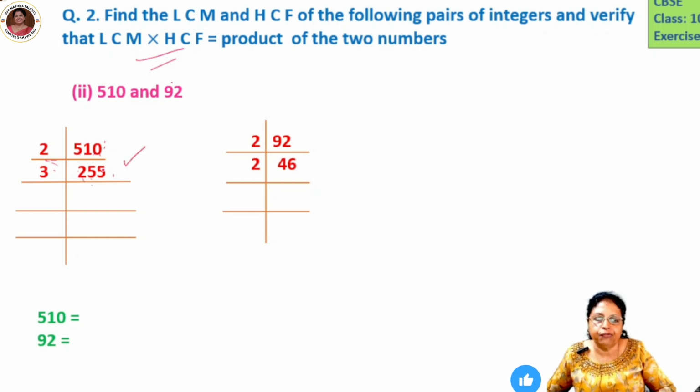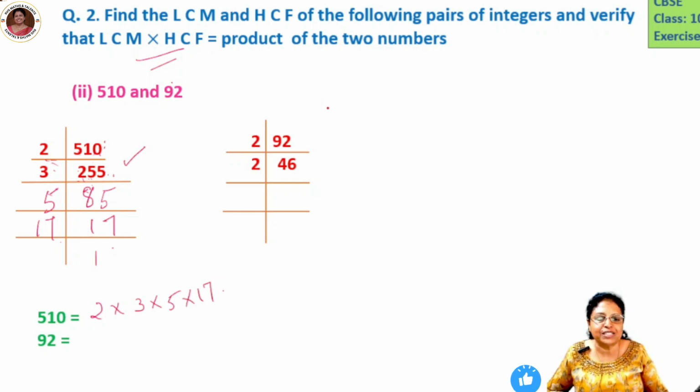Again, 2 plus 5 plus 5 is 12, so 3 is a factor. 255 divided by 3 is 85. 5 is a factor, and 85 divided by 5 is 17. So 17 is a factor here, and divided by 17 you will get 1. So you got the prime factors: 2 times 3 times 5 times 17. Have you got it?